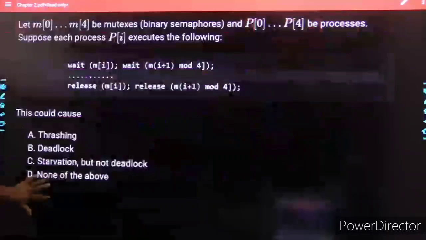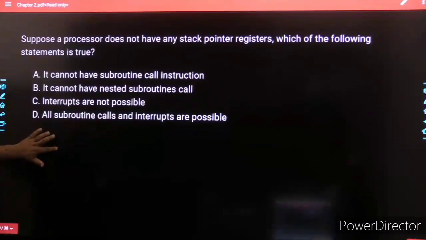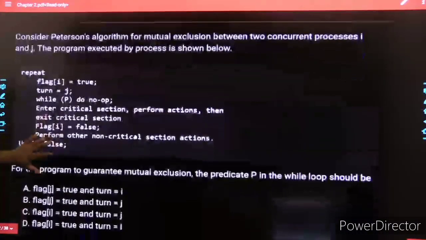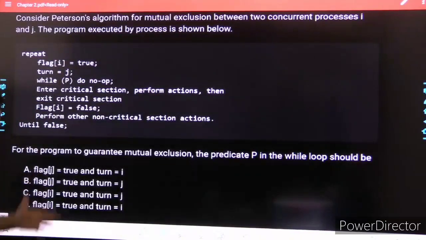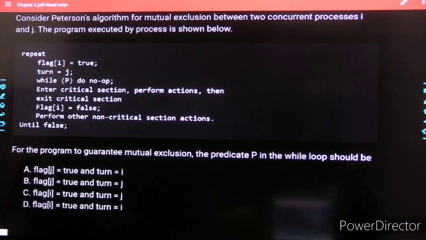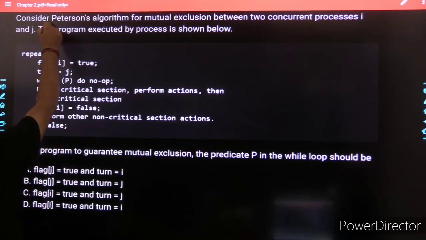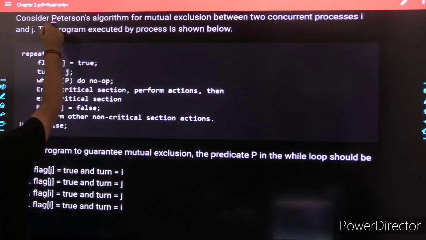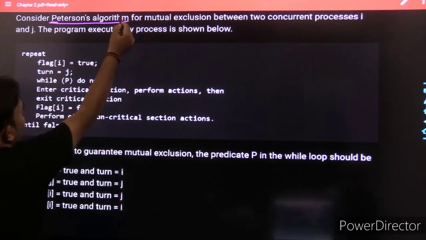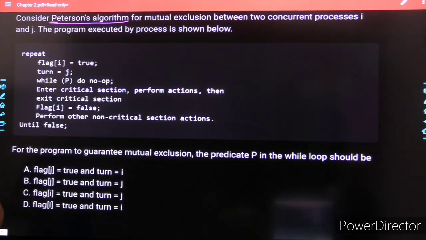Now I am going to move on to the next question, guys. Okay, this is a different question. Try to solve this question, my dear friends. Again, if you are able to recall the concept, then this question is very easy for you all, guys. I am going to read the question. Consider the Peterson solution. Consider the Peterson solution algorithm, also known as Dekker's algorithm, for mutual exclusion between two concurrent processes I and J.